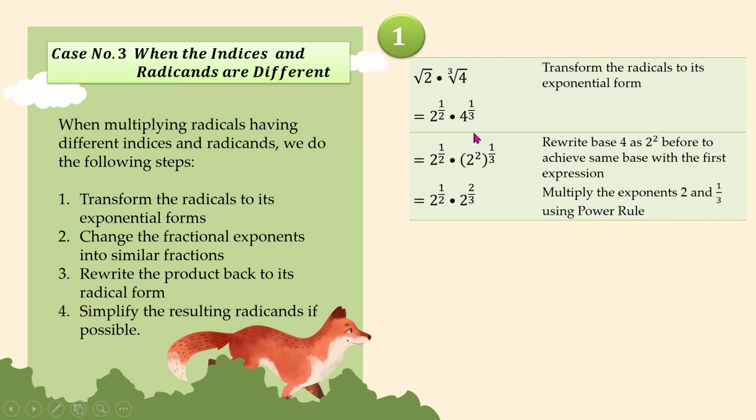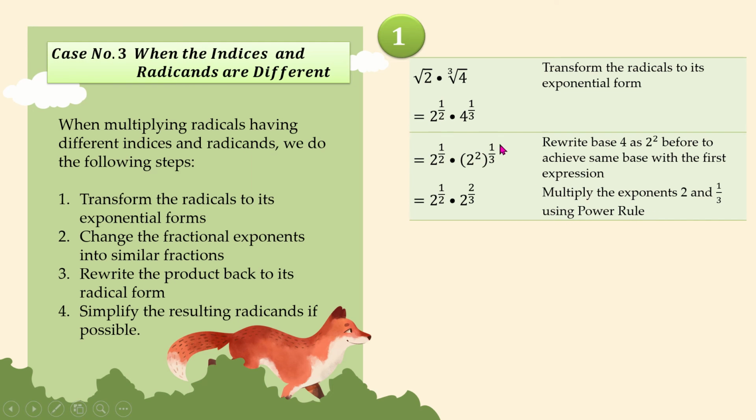He put parentheses to define that the original exponent 1/3 still exists. So that means the base 2 now has two exponents. Let's go back to the laws of exponents. That is power of a power. When there are two powers or two exponents, we multiply their exponents. So, multiply the exponents 2 and 1/3 using the power rule.